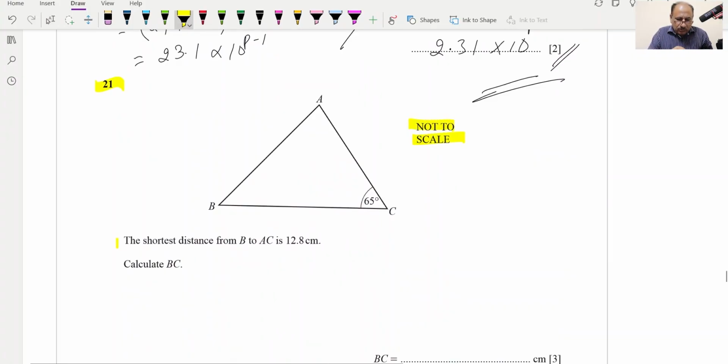Question 21 says the diagram is not to scale. The shortest distance from B to AC is 12.8. This distance they have provided for us. Now calculate BC. BC we have to calculate. For this one, what we can do, we can draw the shortest distance from B to this. If I accurately try to draw this, it will be like this one. And keep in mind this is a 90-degree angle and this is also a 90-degree angle, and we need to find BC, and BC is basically this side.